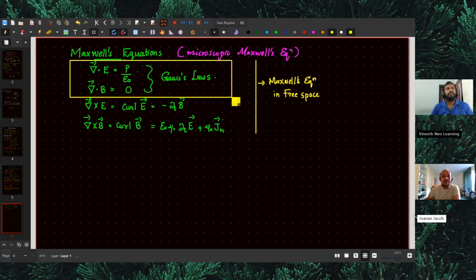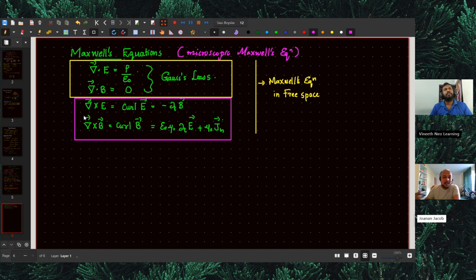If you take a Fourier transform of these two equations, it is not going to give us any extra information, because these are all differentials in space. There is no time derivative here. But let's talk about these two.